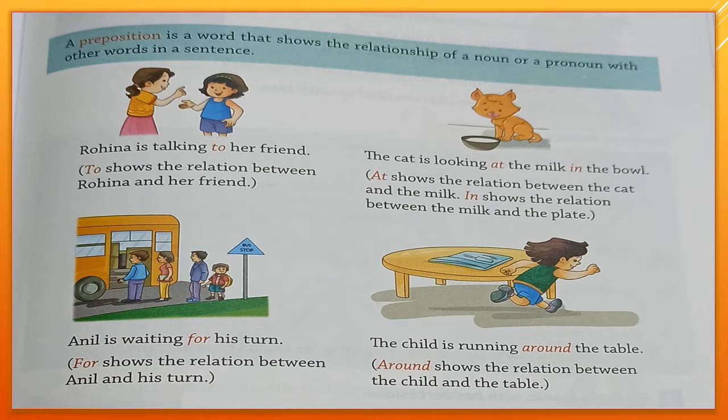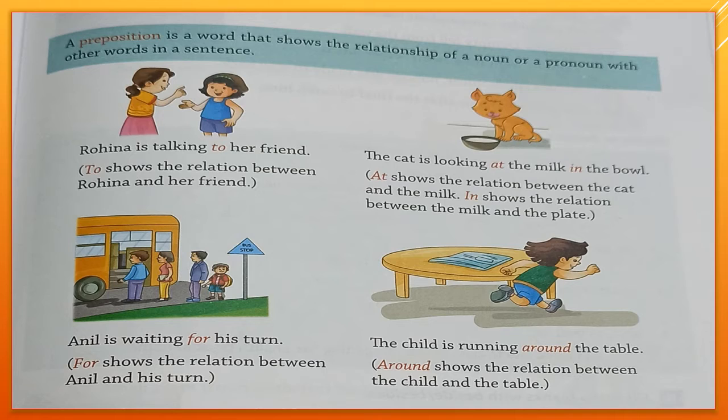Now let's go for the third one. The cat is looking at the milk in the bowl. Here, at shows the relation between the cat and the milk, and in shows the relation between the milk and the bowl. Now let's go for the fourth example. The child is running around the table. Here, around shows the relation between the child and the table. So here around is the preposition.